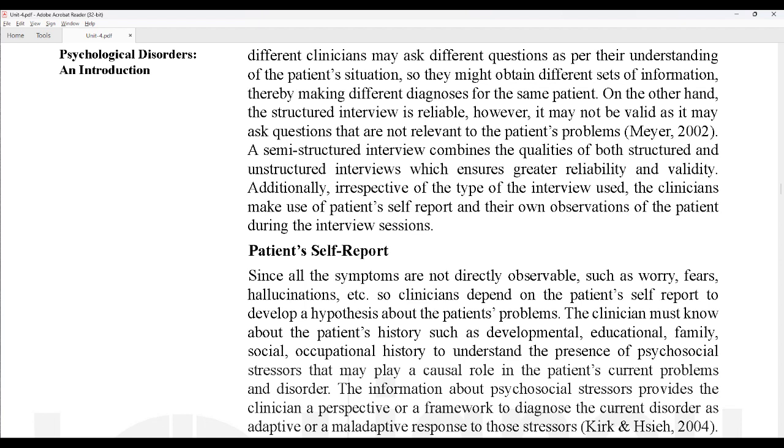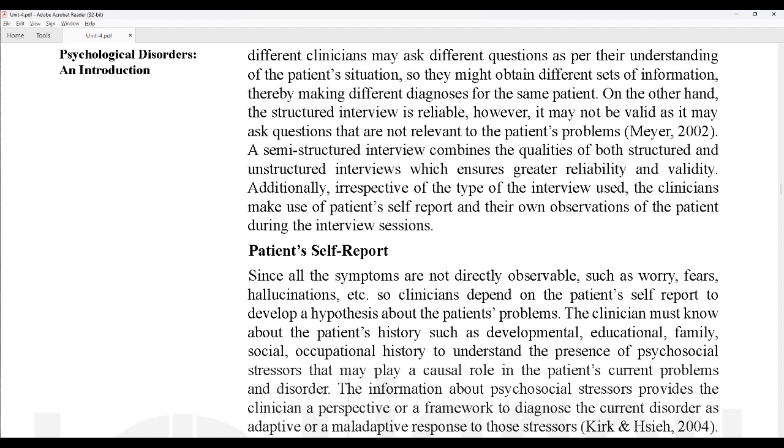On the other hand, the structured interview is reliable. However, it may not be valid as it may ask questions that are not relevant to the patient's problems. Mayer, 2002. A semi-structured interview combines the qualities of both structured and unstructured interviews, which ensures greater reliability and validity. Additionally, irrespective of the type of interview used, the clinicians make use of the patient's self-report and their own observations of the patient during the interview sessions.